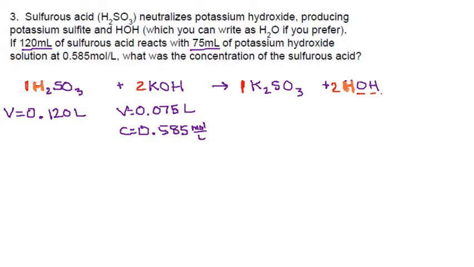Okay, so in general, start where you can get the number of moles of something. We don't know enough to do that for the sulfurous acid, but we do know it here. We have a concentration and a volume there, so we can say for the KOH, our number of moles equals concentration times volume. So it's 0.585 times 0.075.